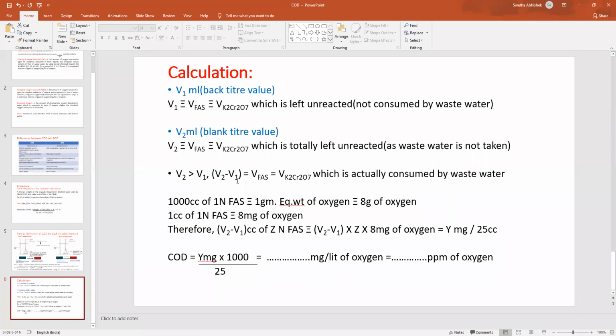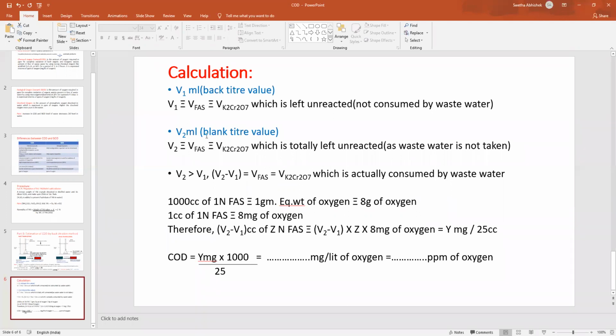So what does this V2 minus V1 give you? V2 minus V1 is equal to the volume of FAS consumed in the titration, which becomes equivalent to the volume of K2Cr2O7 actually consumed by wastewater. Because we don't know the amount of impurities present in wastewater, corresponding to that amount of impurities, some volume of K2Cr2O7 is consumed by wastewater. The volume of K2Cr2O7 consumed by wastewater cannot be determined directly. So we go for the back titration method.